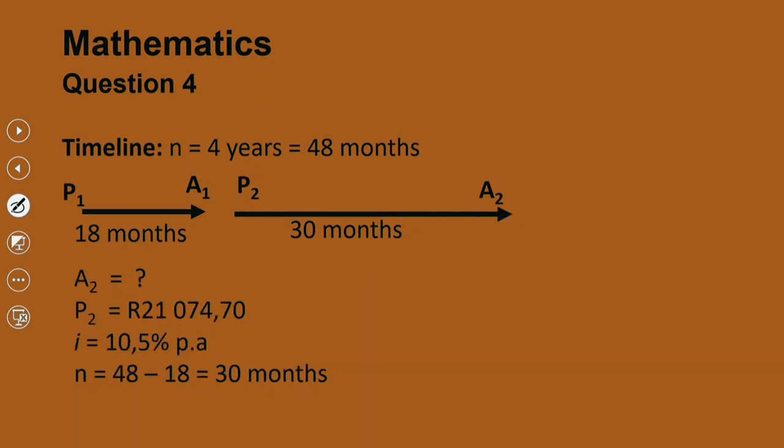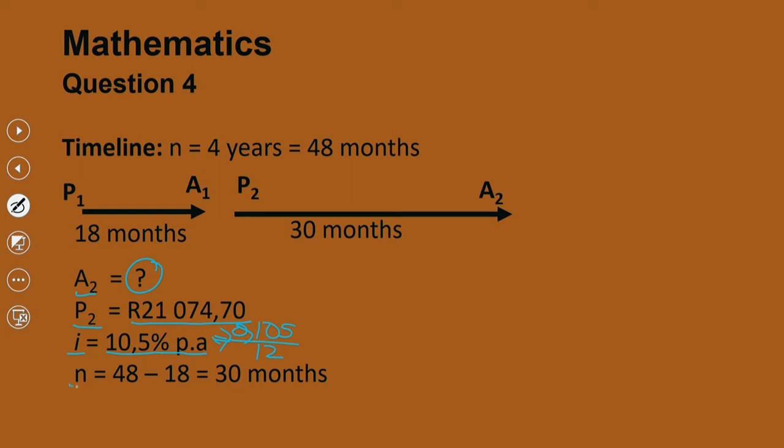In order to do that, A2, we don't know what the value of A2 is, right? Do we know the value of P2? Yes, we've calculated that, and that is 21,074.70. Do we know the value of i? Yes, it's 10.5% per annum, compounded monthly. Remember, this one is 0.105 divided by 12. This is what we are having, right? Remember, this is how we calculated that.